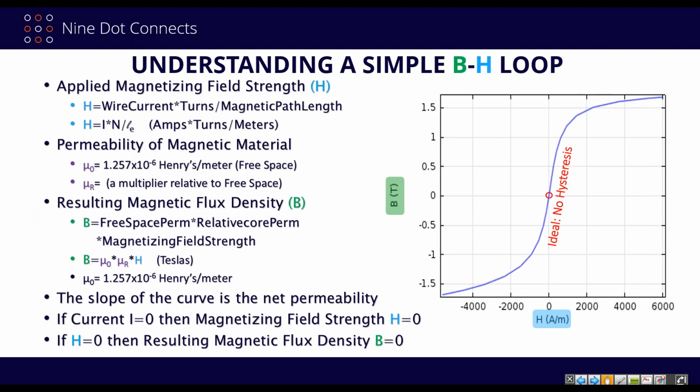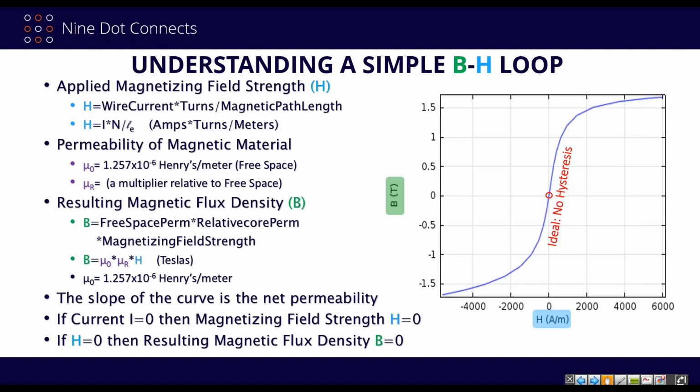Okay, typically the H field, the magnetizing force, is rated in amperes times turns divided by meters. The permeability of free space is 1.257 times 10 to the minus 6 henries per meter. And mu sub R is a multiplier, we've talked about that. And the resulting flux is the B field, and the B field is basically mu naught times mu R times H, as shown in the equations. And we'll go quickly through this for the sake of time. The slope of the curve is the net permeability.